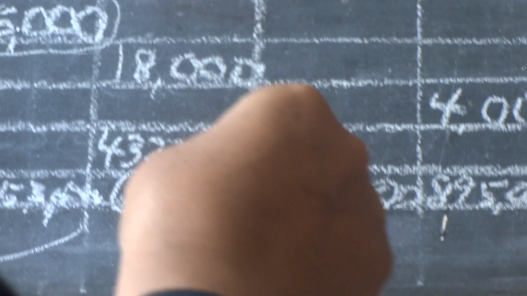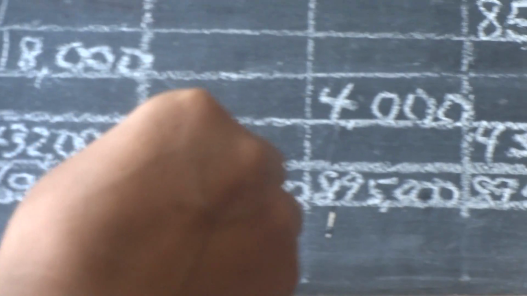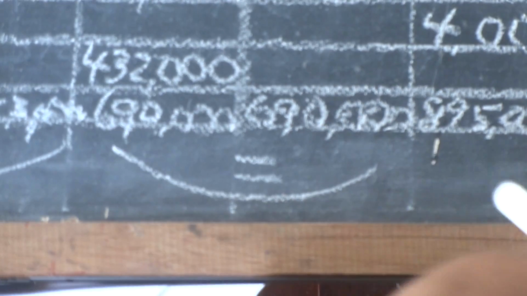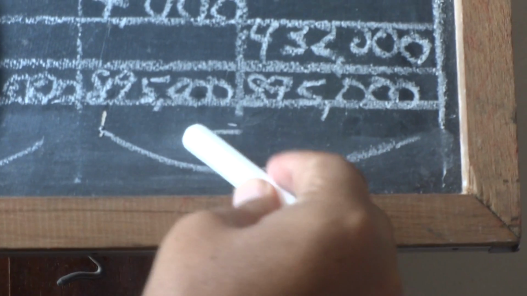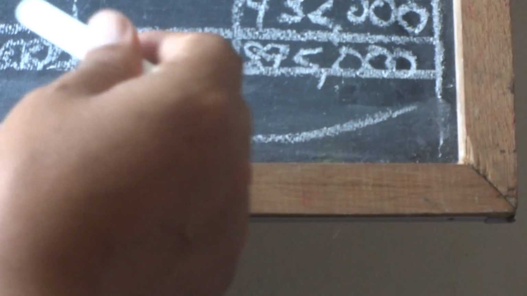Then we have the income statement. Both columns give $690,000, so it's equal also. Then we have the balance sheet. Both columns give $895,000. Here we have to get the account net income.